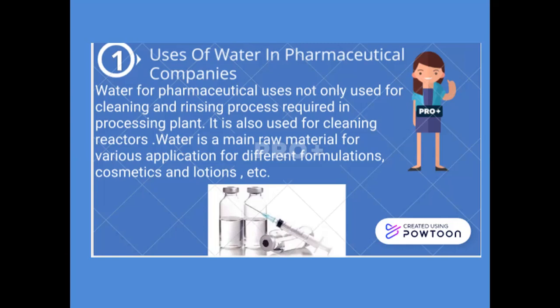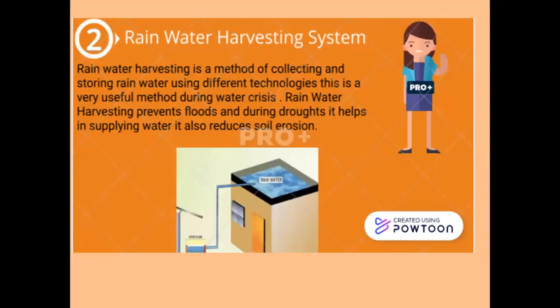Now let me explain. The water that is used in pharmaceutical companies is not only used for cleaning and rinsing processes in processing plants, it is also used for cleaning reactors. And basically, water is a main raw material for various applications, such as different formulations, different cosmetics, different lotions, etc.